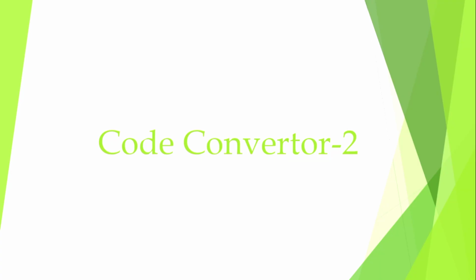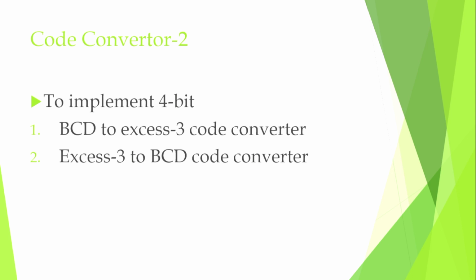The next experiment is code converter 2, to implement a 4-bit BCD to XS3 code converter and XS3 to BCD code converter. BCD is an abbreviation for binary coded decimal. BCD is a numeric code in which each digit of a decimal number is represented by a separate group of bits, 8421. XS3 code is a modified form of a BCD number. The XS3 can be derived from the natural BCD code by adding 3 to each coded number. That is the XS3 code.